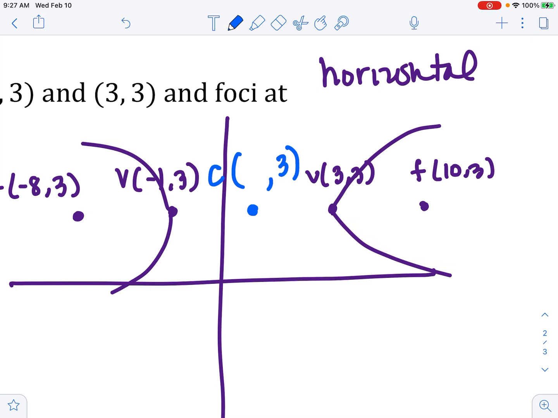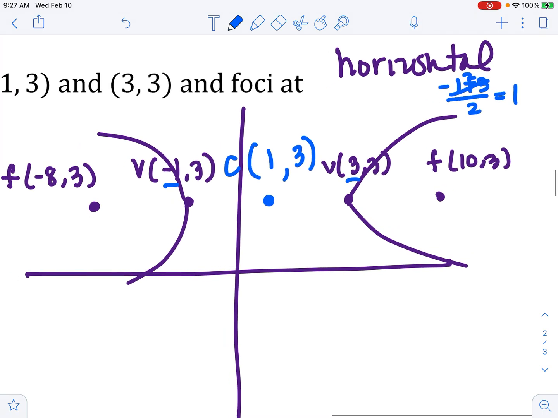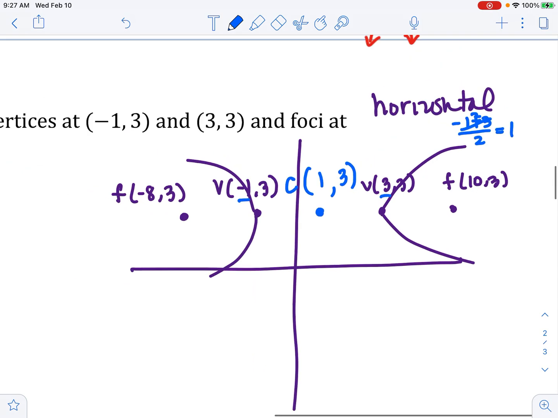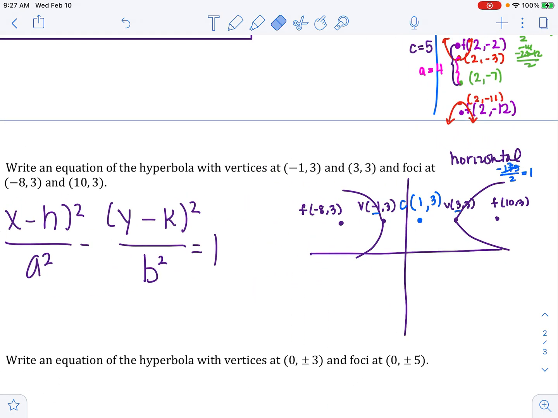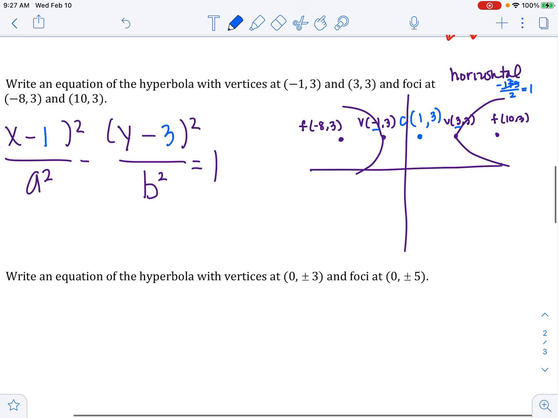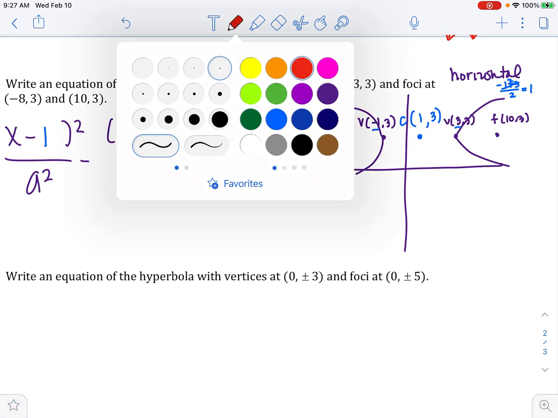Now, I don't know how far over it is to the right, but I know how far up it is. It's 3. But I can figure out how far it is over to the right. It's directly in between negative 1 and 3. Negative 1 plus 3 divided by 2. 2 divided by 2, 1. So it's at 1, 3. I could have used 10 and negative 8 also. Negative 8 plus 10 is 2. 2 divided by 2 is 1. So my center is 1, 3. I'm going to erase h and k, which is why I like to not write them, so I don't have to erase them. 1, 3.